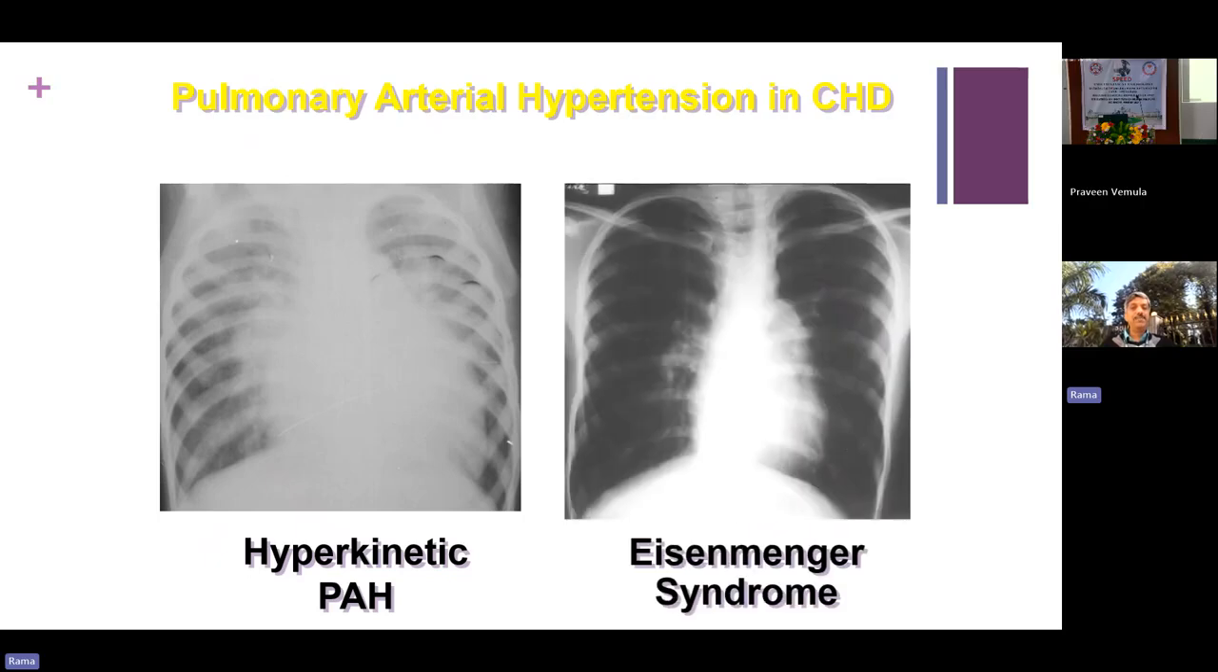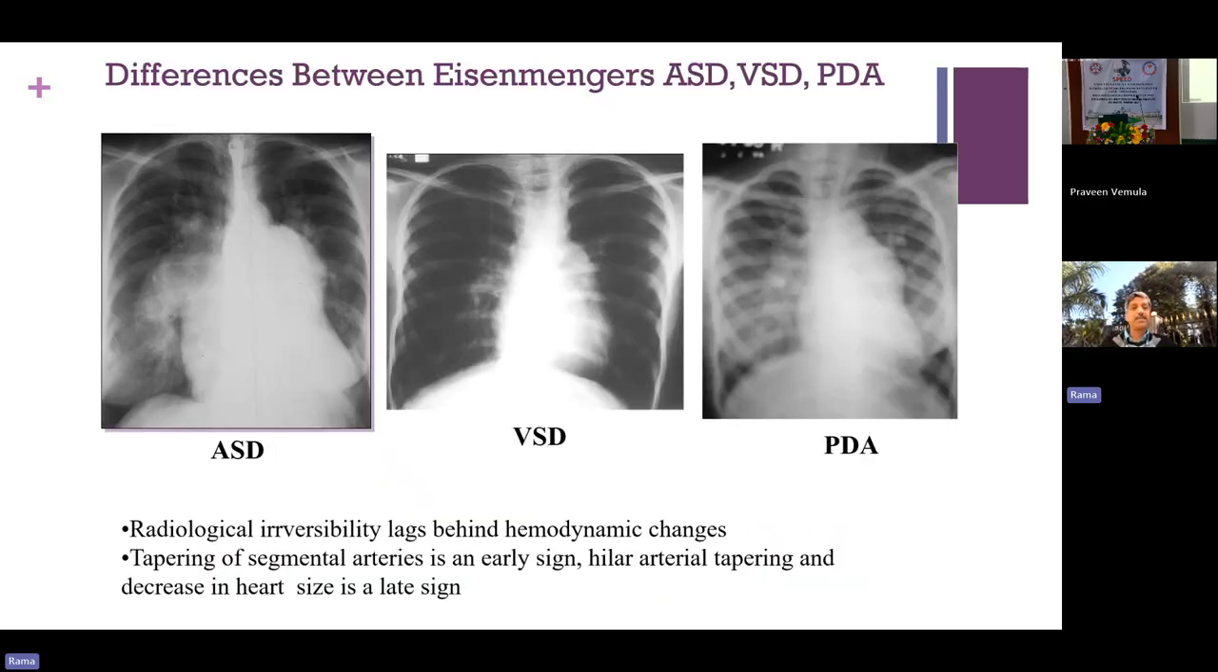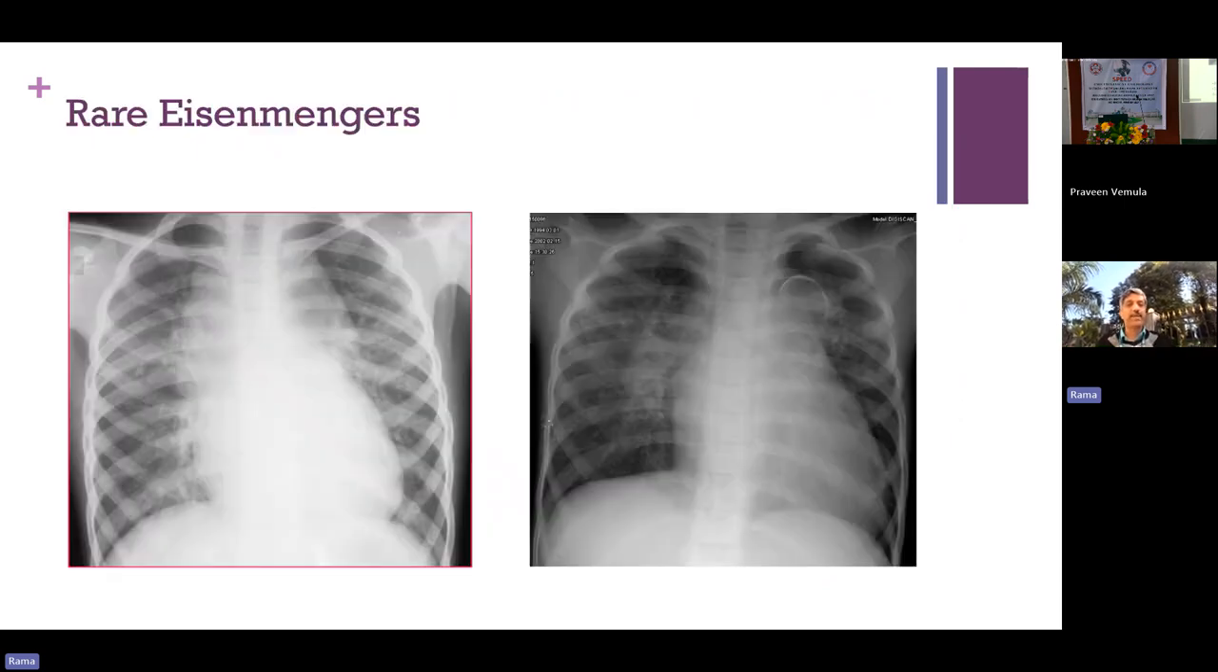On X-ray, another important differentiation you are supposed to make is between hyperkinetic PH and Eisenmenger syndrome. I want to tell you the differences between ASD, VSD, and PDA, and the X-ray helps you in understanding. ASD Eisenmenger classically will have right atrial and right ventricular enlargement, whereas VSD and PDA don't have any cardiomegaly, while the PA segment is prominent. These are the signs that you find.